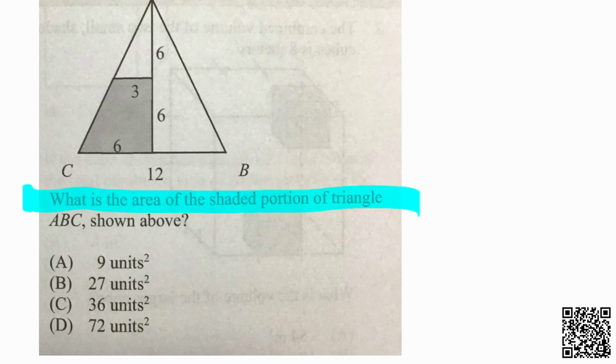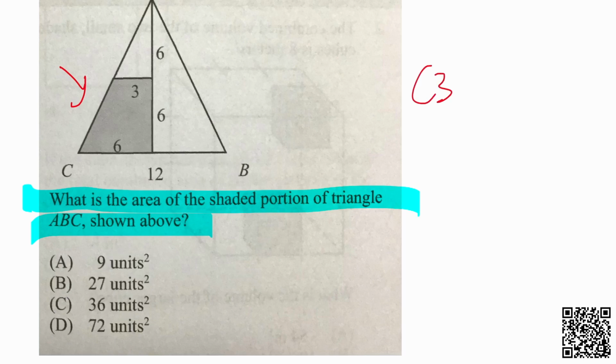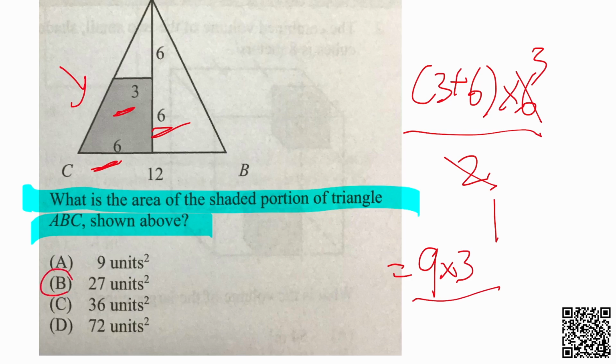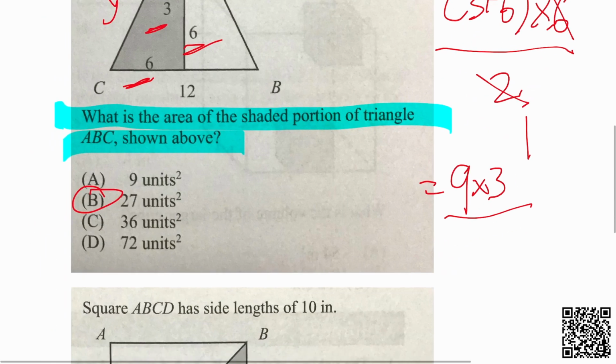So our next question is, what is the area of the shaded portion of the triangle ABC shown above? The area of the shaded portion is, again, a trapezoid. And I just explained how to solve the area of a trapezoid. So it's the top plus the bottom, multiplied by the height, divided by 2. The top, the bottom, and the height. And the divide by 2 is kind of just always there. So now that we've got our formula again, we could simplify again. And then it would be 9 multiplied by 3, which is 27. So this one's a lot more straightforward than the first one.